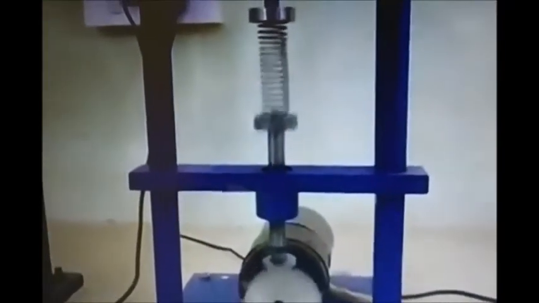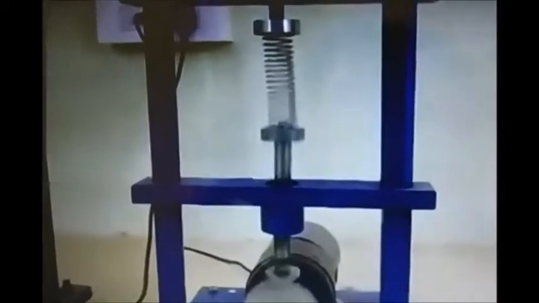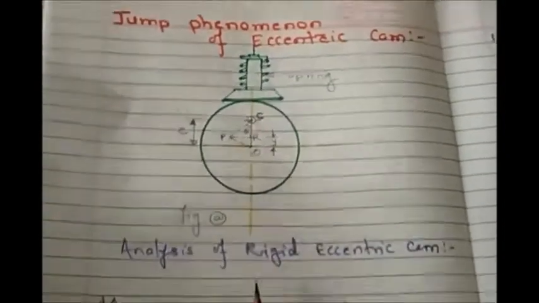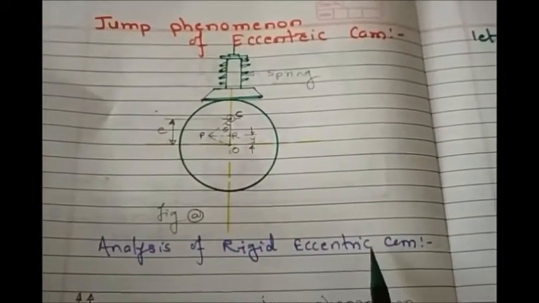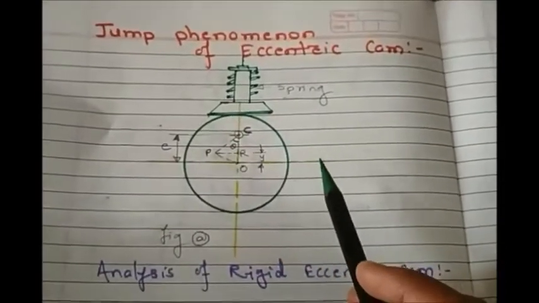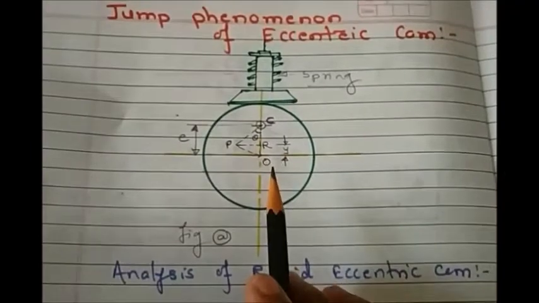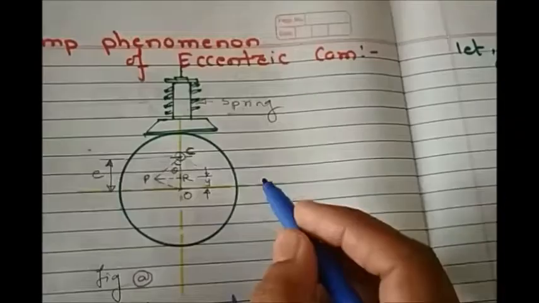Now the effect of cam jump can be avoided by increasing the stiffness of this retaining spring. This is the first condition, and the second one is maintaining the speed of rotation of the cam within a limit. So here, in the analysis of rigid eccentric cam, we are going to calculate that limiting speed of the cam, up to which the cam jump can be avoided.